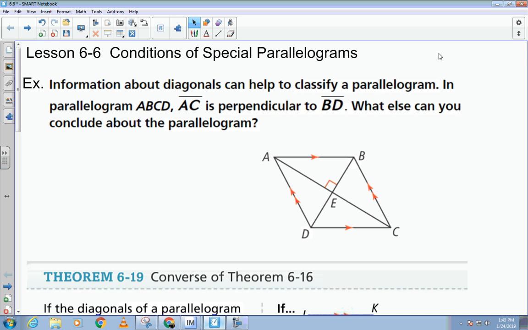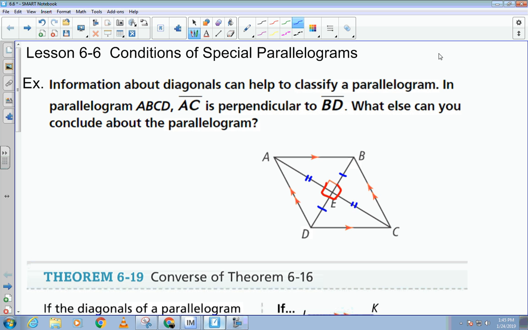Okay, so we end up with 4 right angles there. Okay, good. Your opposite sides are congruent. True. What about the diagonals? Okay, they bisect each other. So that means that these two are congruent, these two are congruent.